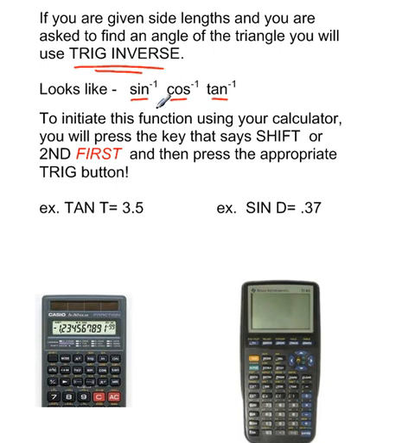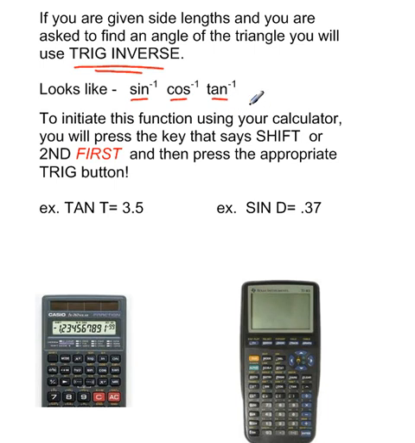Now, if you look at your calculator right now, there is no button that you would press that looks exactly like this. It is written up above your trig buttons. So if you look at your sine button, up above it, normally written in yellow, in a different color, you will see sine raised to the -1. Up above cosine, you'll see this. Up above tangent, you will see this as well.